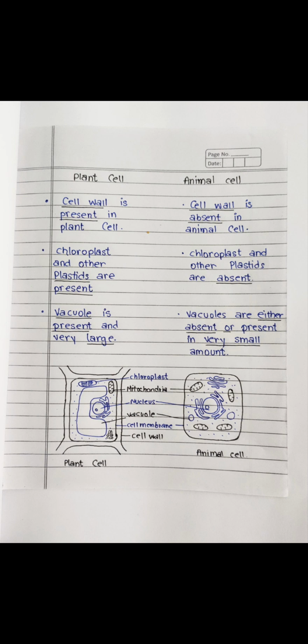Answer. Three differences between a plant cell and an animal cell are: plant cells have a cell wall, animal cells do not have it. Cell wall is present in plant cell. Cell wall is absent in animal cell. Chloroplast and other plastids are present in plant cell. Chloroplast and other plastids are absent in animal cell. Vacuoles are large and present in plant cell. Vacuoles are either absent or present in very small amounts in animal cell.